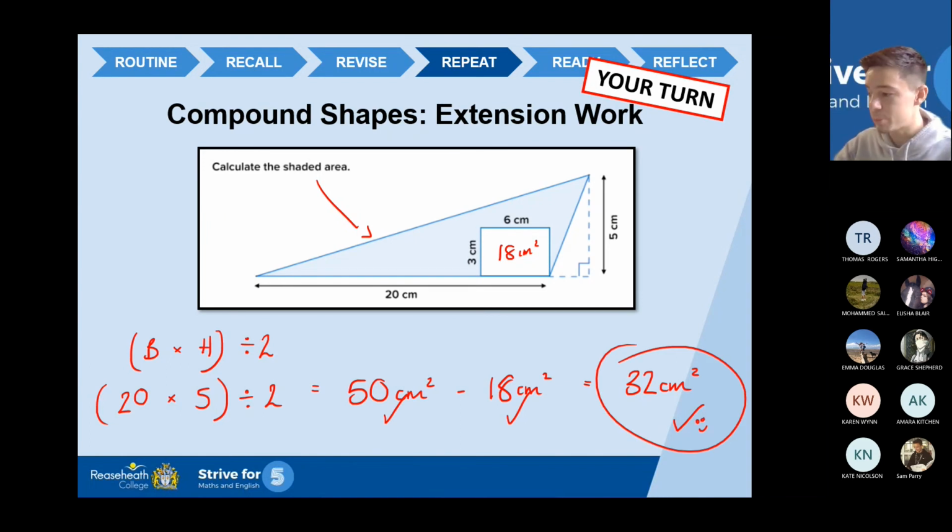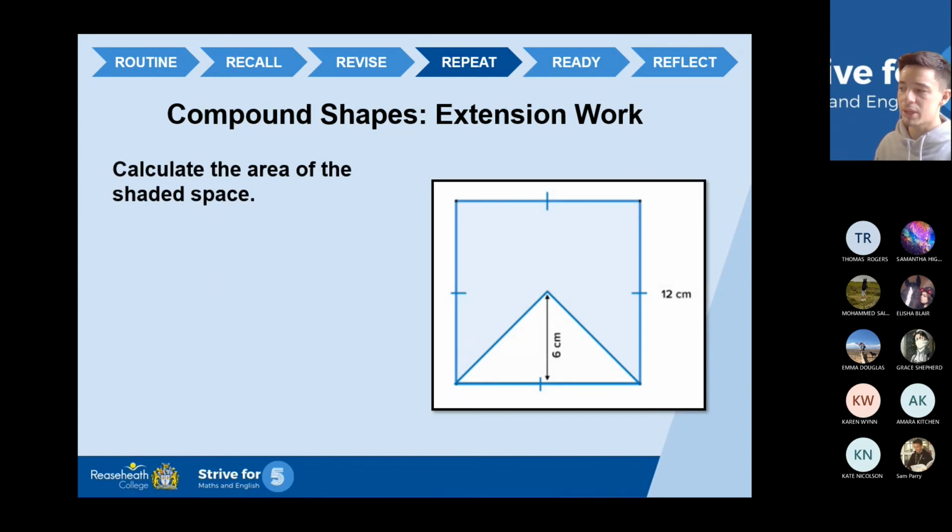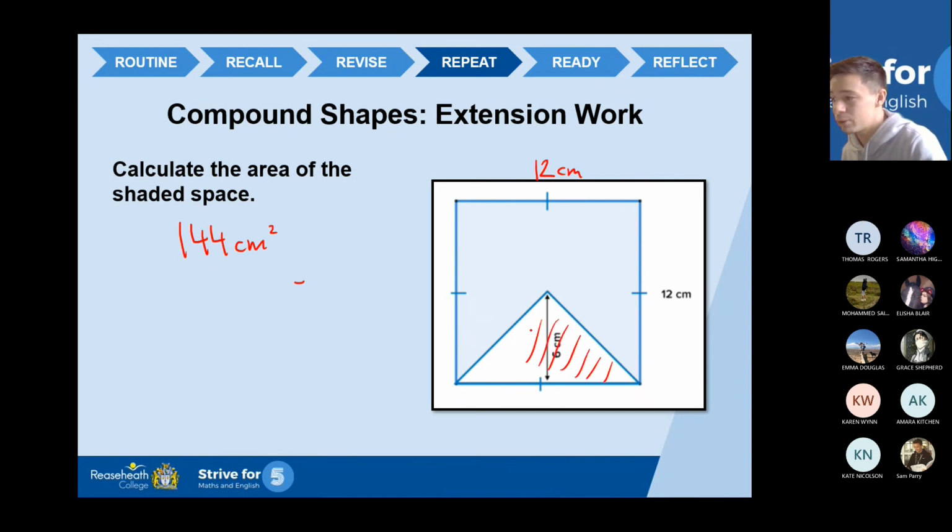Okay, and it would be the same with this question here. I know, obviously, you guys can see this now. It's a square with a triangle inside. So you'd work out the area of the square. 12 times 12 would be 144 centimeters squared. And then what we'd have to do is get rid of this chunky triangle here.